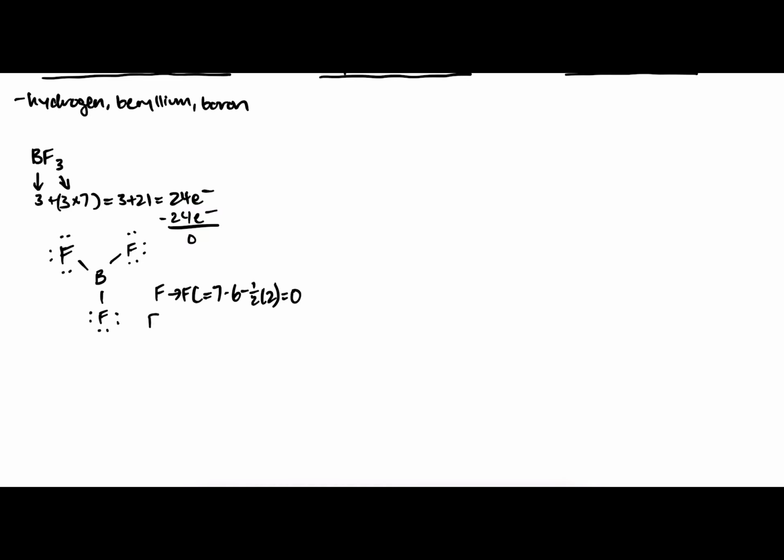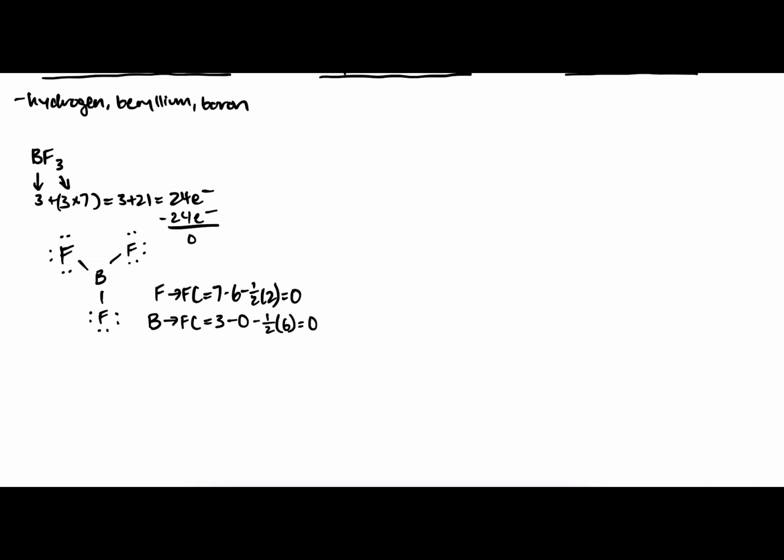Then when we solve for the formal charge of boron, boron has 3 valence electrons based on the periodic table. It has no non-bonding electrons here, and 6 bonding electrons. So this also comes out to 0. So since all of our atoms actually came out to have a formal charge of 0, they're all satisfied.